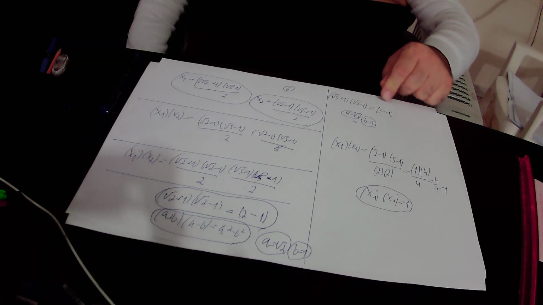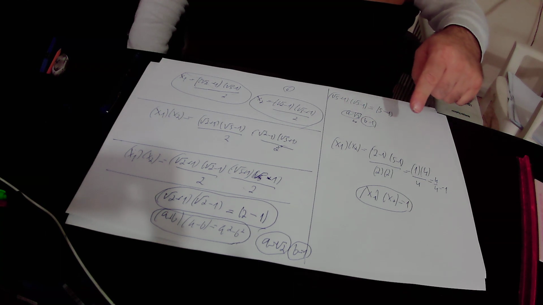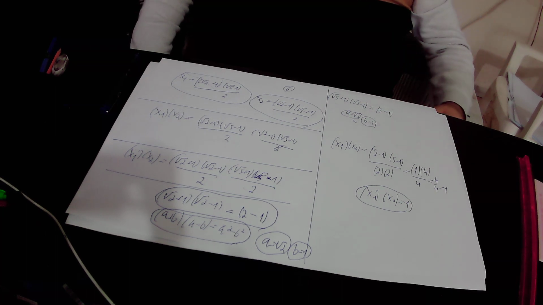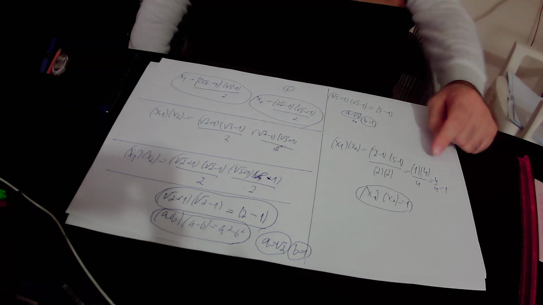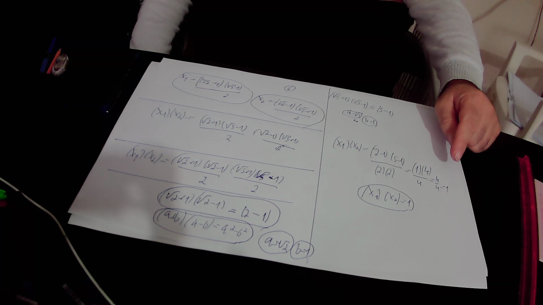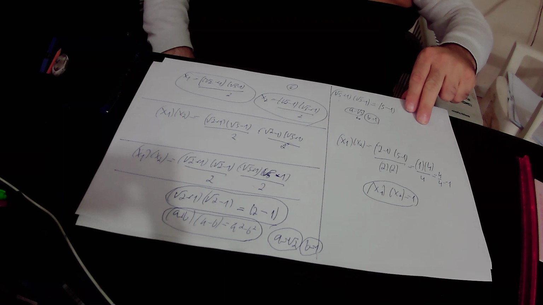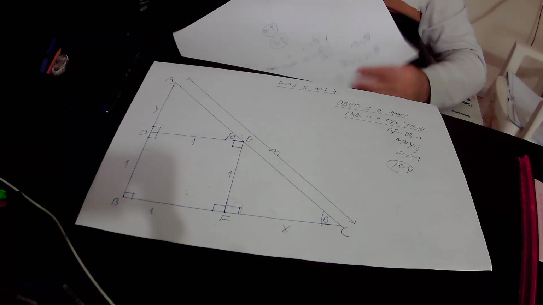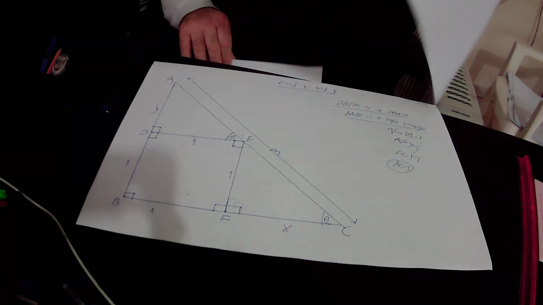So in conclusion, we found out that x1 times x2 equals (2 − 1)(5 − 1) over 2 times 2. 2 − 1 is 1, 5 − 1 is 4, 4 times 1 is 4, and 4 over 4 is 1. So in conclusion, we found out that x1 times x2 equals 1.